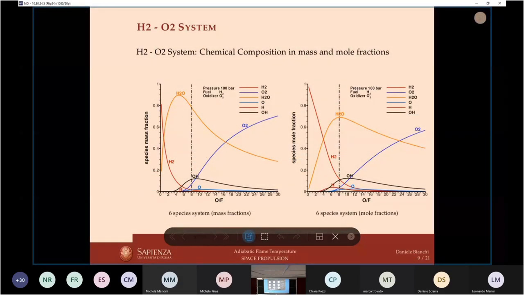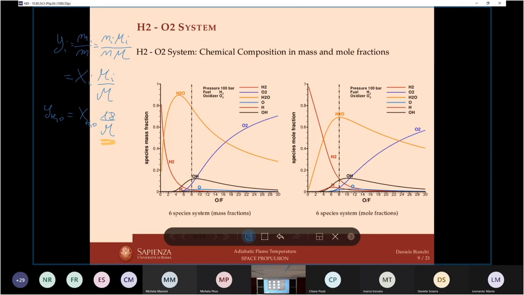Yes, fantastic. It should be that if we recall, Y is m over M, that means it is n, right? So it's X_i M_i over M. So if we consider our Y of H2O, it will be equal to the X of H2O times 18 over M. And you see why we have this peak here, because you have to consider also the value of the molar mass of the products that will be lower on this part. There will be something increasing this way. This is M. I hope this is clear.